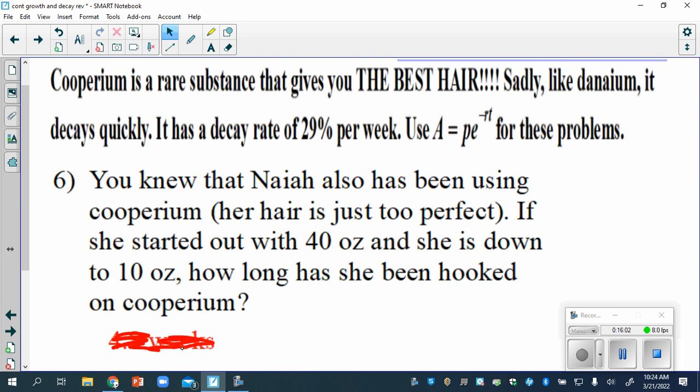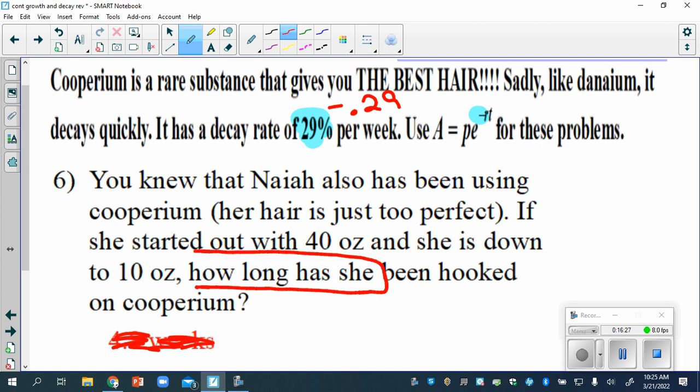So here's what happens. We're decaying on this one, so be really careful. Check this out. Look at that tiny negative sign. Watch for it on this one. So on this one, make sure what you use is negative 0.29. And what we want to know is how long. We're looking for the time on this one.